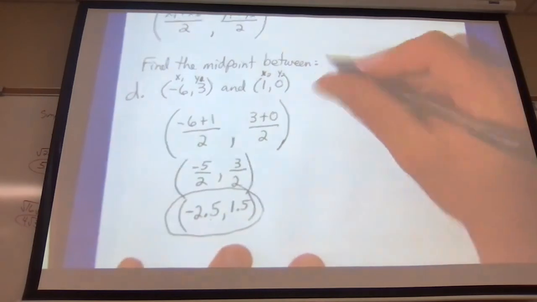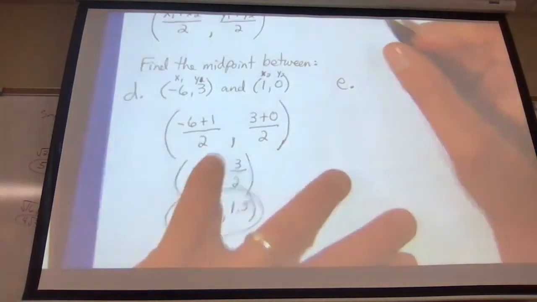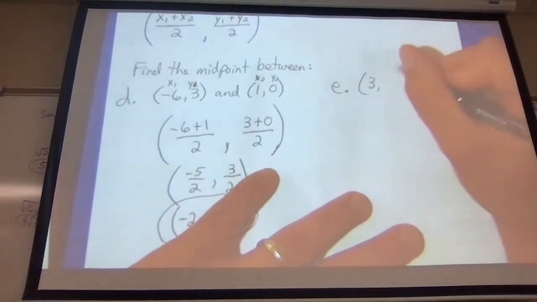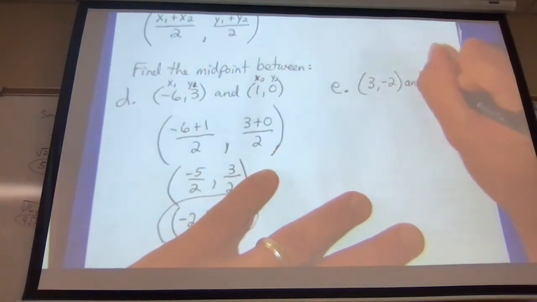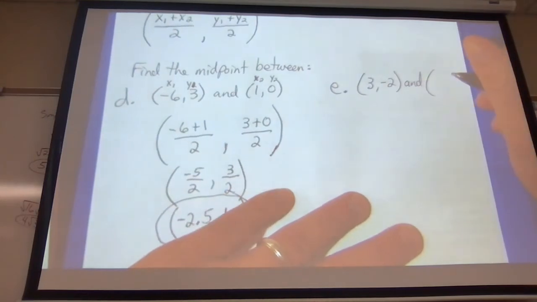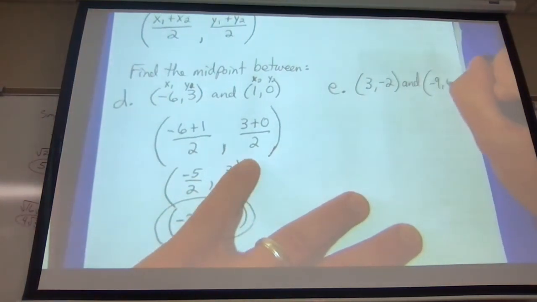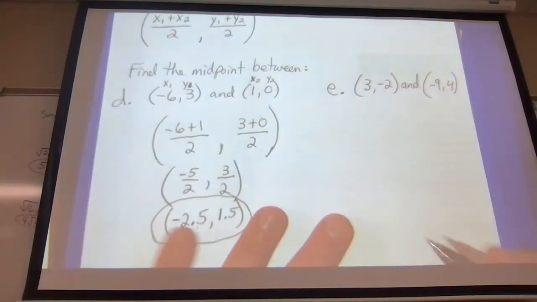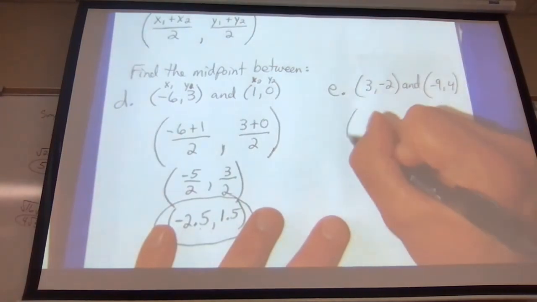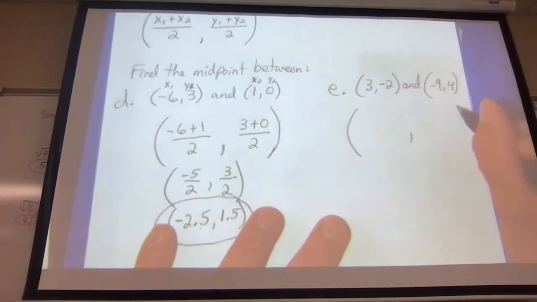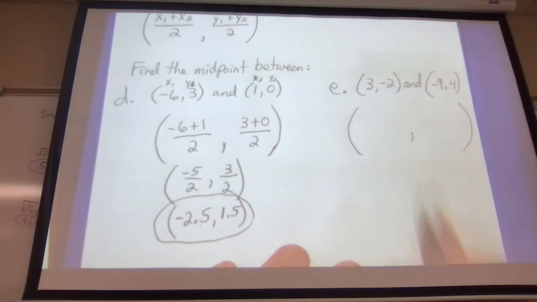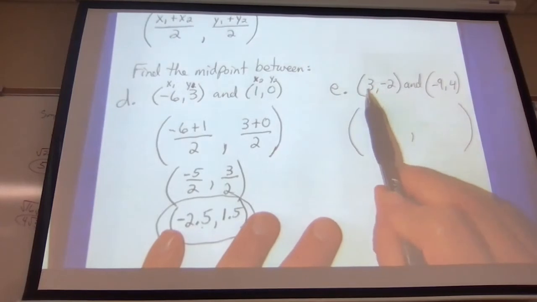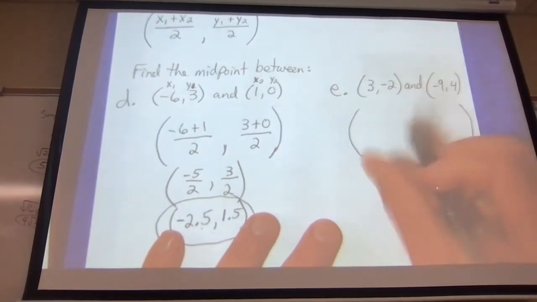Okay. Let's try one more, just to make sure we got it. Let's make up the points. 3, -2. What's our other point? -9, 4. Okay. Now again, if you need to, label them x1, y1, x2, y2. If you don't need to do that, you can go right to the next step. Get your parentheses for coordinate plane. First spot here is going to be for the x coordinates. We're going to add our x's together, divide by 2. 3 and -9 are your x coordinates.